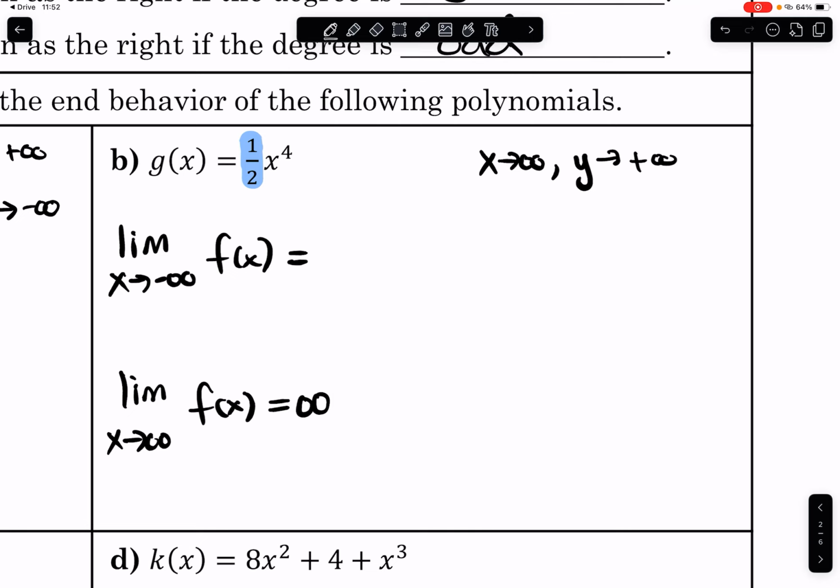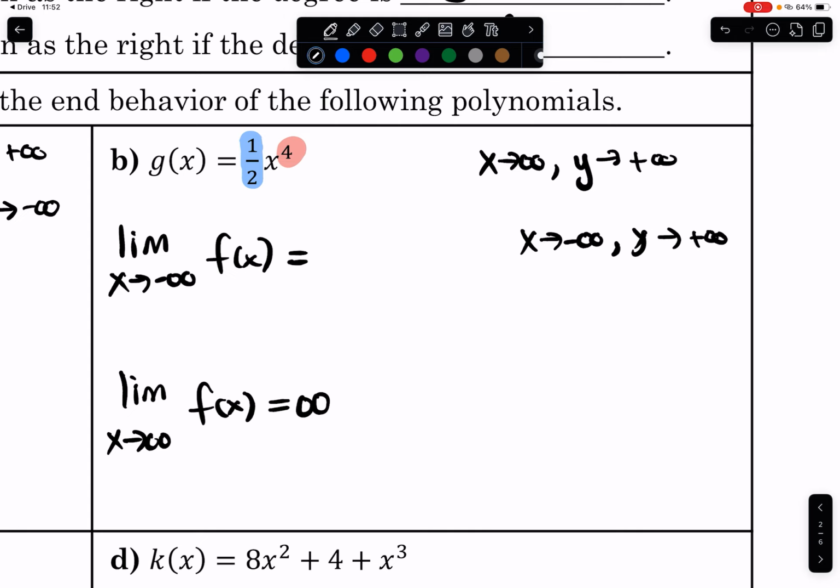Now, to figure out what's happening on the left side, we now look at this number, and if that number is an even number, which it is, then the y value behaves the exact same way. This is also going to be positive infinity.